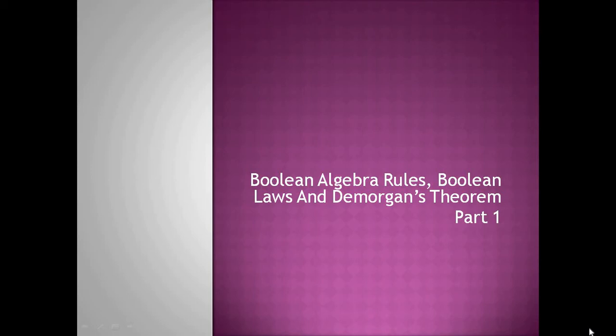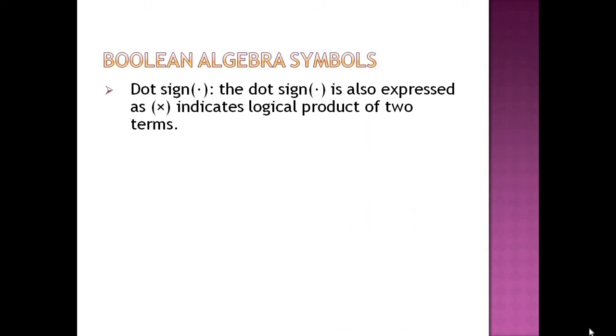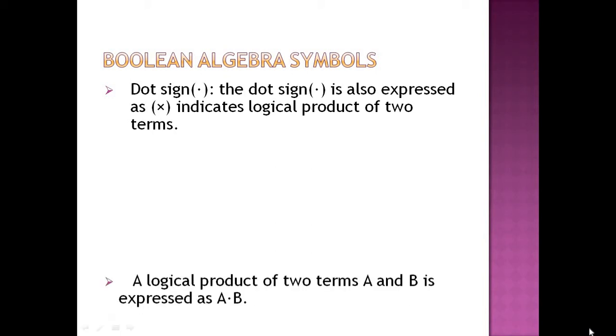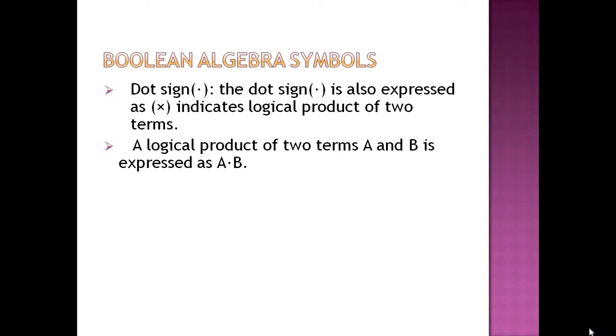Today we study about Boolean algebra rules, Boolean laws and De Morgan's theorem. Boolean algebra symbols are very important when we have to study Boolean algebra. The symbols used in Boolean algebra are most important. The first symbol is the dot sign. The dot sign is also expressed as multiplication, and indicates the logical product of two terms. A logical product of two terms A and B is expressed as A dot B, also called A and B.